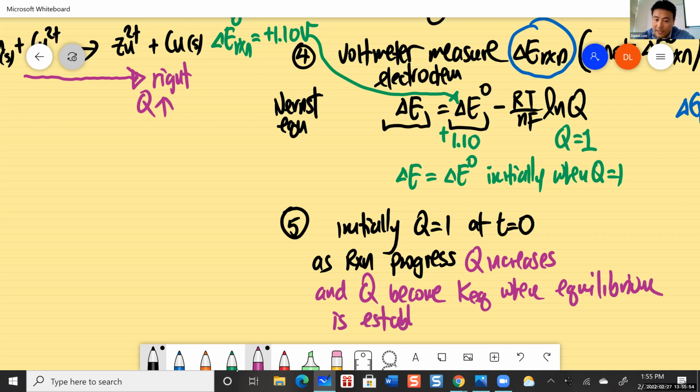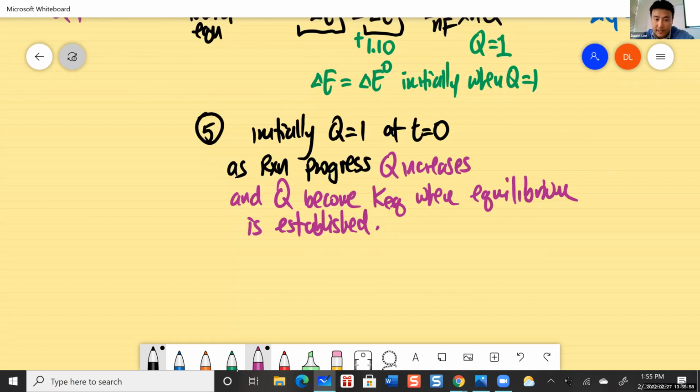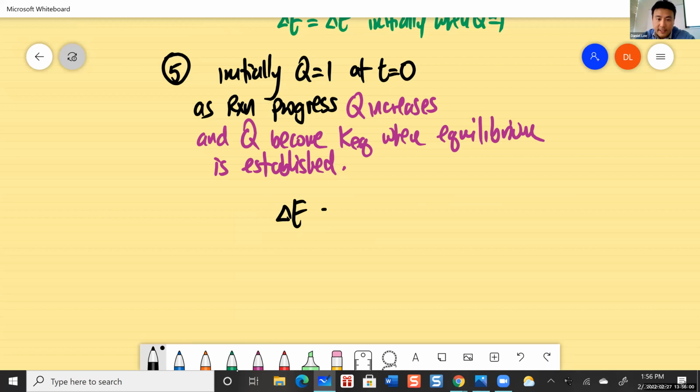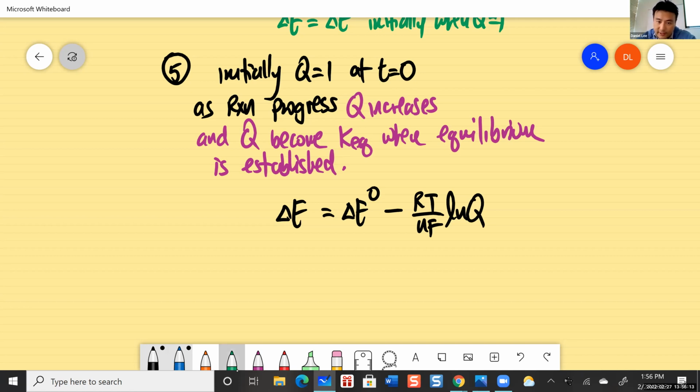And now I'm going to go back to the equation. When this happens, let me rewrite the Nernst equation again: delta E equals delta E naught minus RT over NF ln Q. Don't worry about RT and F right now, just focus on this. We said earlier delta E naught is 1.1. And we say Q is going to increase in value.